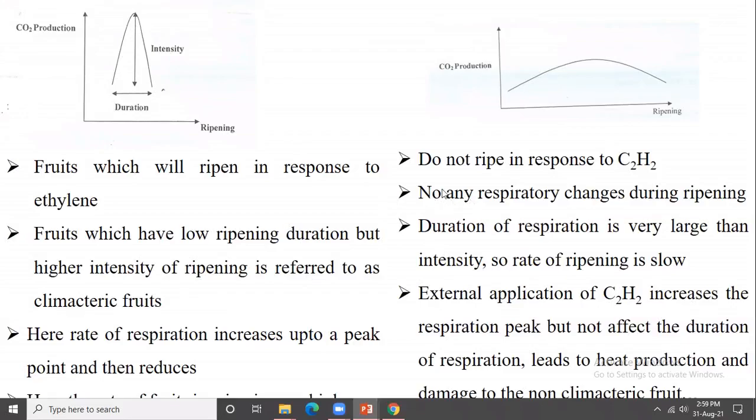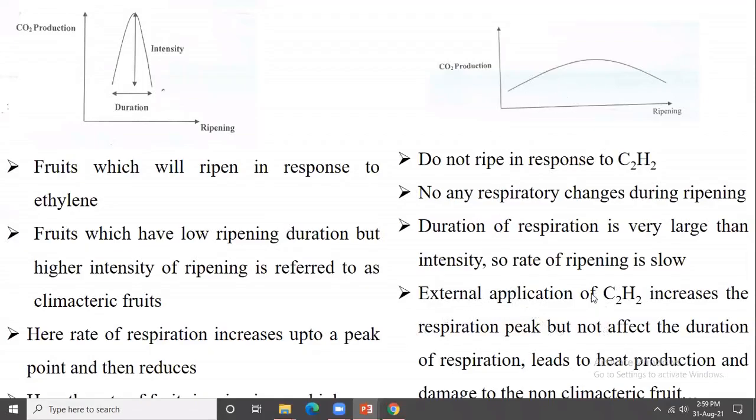Non-climatic fruit does not respond to ethylene, and there are no respiratory changes during ripening. The duration of respiration is very long compared to its intensity, so the rate of ripening is very slow. We need a longer ripening period. This is the non-climatic fruit. After ripening, we harvest it from the tree.